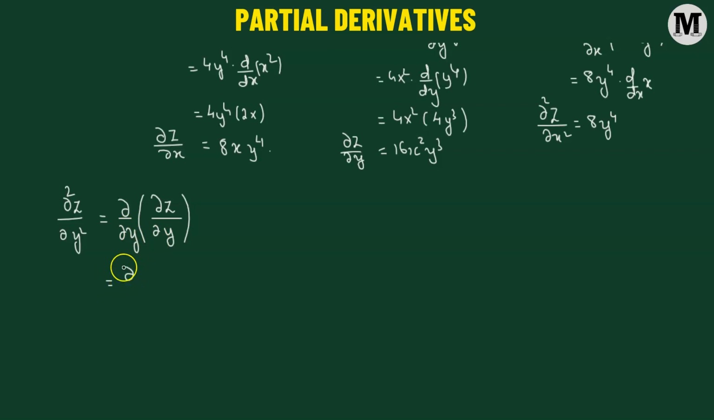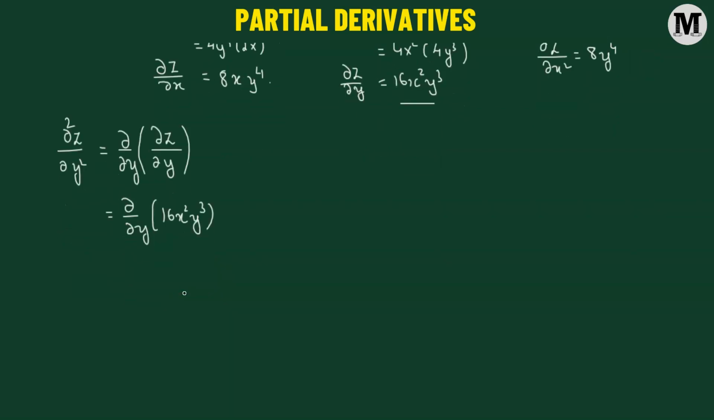So this will be equal to the partial with respect to y of the partial derivative of z with respect to y. We've already obtained this value: that's 16x squared times y cubed. Since we're taking the partial derivative with respect to y, 16x squared is treated as a constant and will be pulled out of the derivative. It gets multiplied by the partial with respect to y of y cubed, or simply the ordinary derivative with respect to y of y cubed. The derivative of y cubed with respect to y is 3y squared.